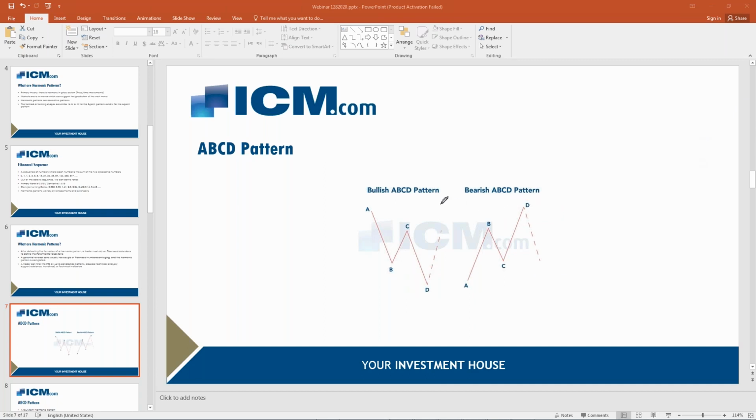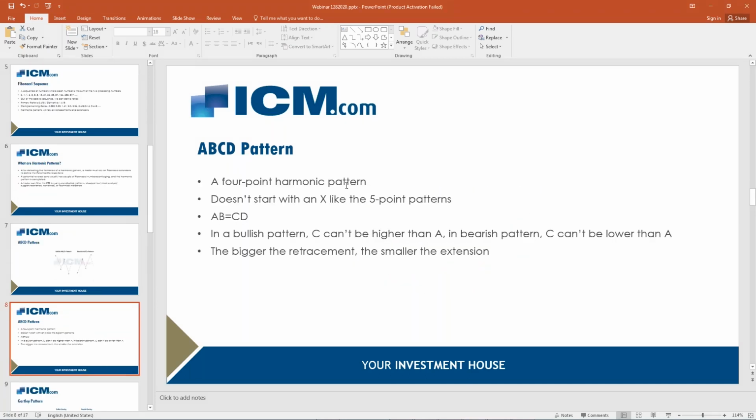So this is what's behind the 4-point pattern. Just want to repeat that it's a 4-point harmonic pattern. It doesn't start with an X like all the 5-point patterns. I'm going to talk about 5-point patterns now. The AB should be equal to CD almost in price and in time.